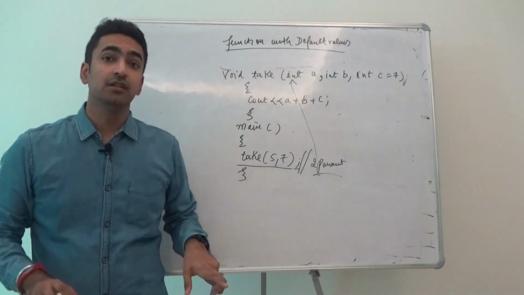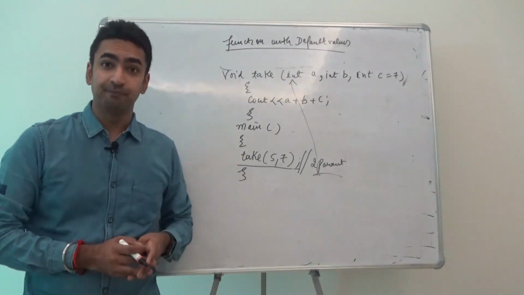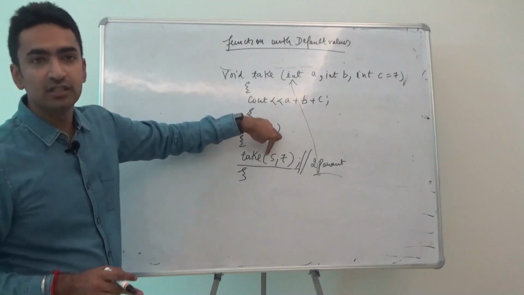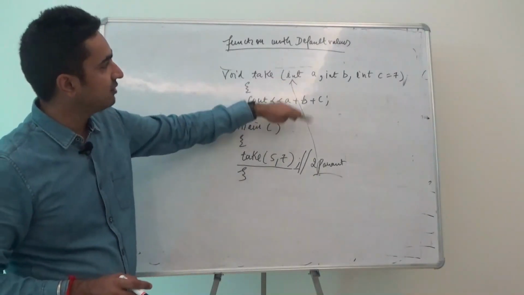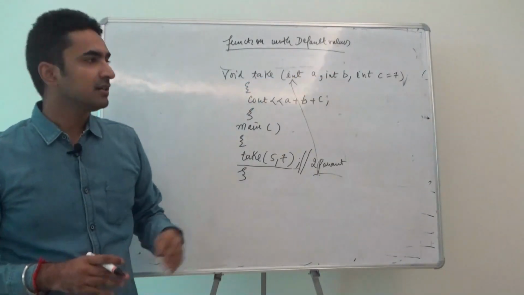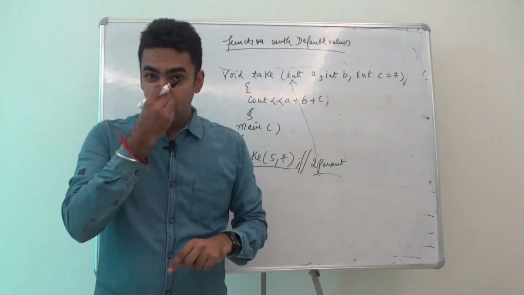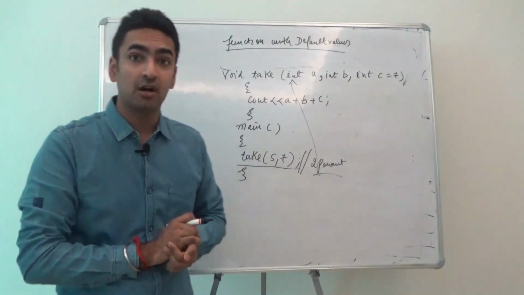We are not writing a function declaration over here. So if I call this function, 5 should go to a, 7 should go to b, and there is another one, int c is equal to 7. So how does that particular thing pan out?